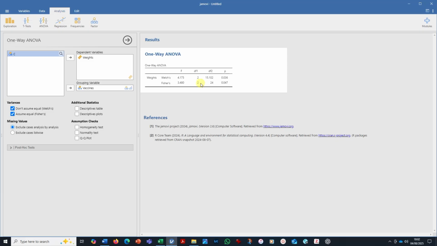There's 25 cattle. Is it 25 cattle? 8 plus 9 plus 10. Yes, 8 plus 9 plus 10 gives me 27 here, and then there's 2 degrees of freedom here, and then 1 more has gone, leaving us 24 residual degrees of freedom here.